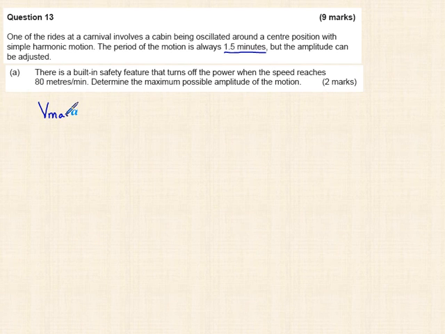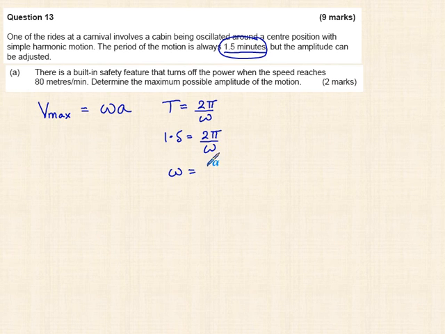The maximum speed is always omega A. We also know that T is equal to 2 pi over omega. The period is fixed at 1.5. So 1.5 is equal to 2 pi over omega. Therefore omega is 2 pi divided by 1.5. So omega is going to be 4 pi by 3.